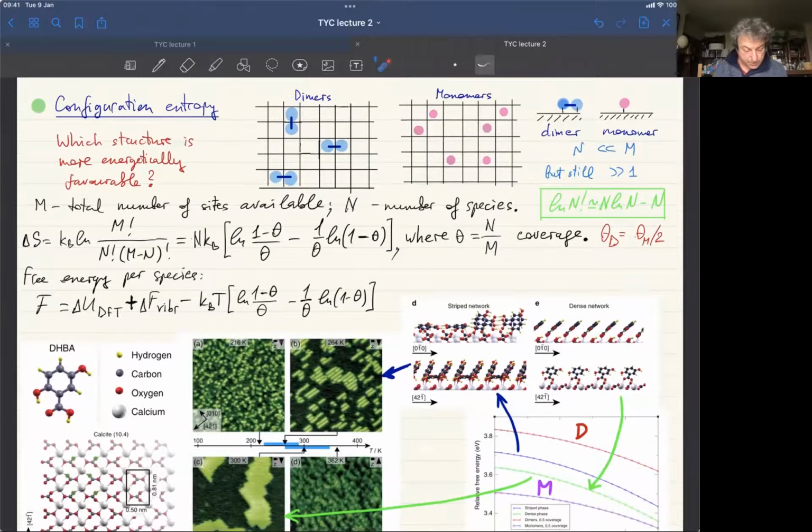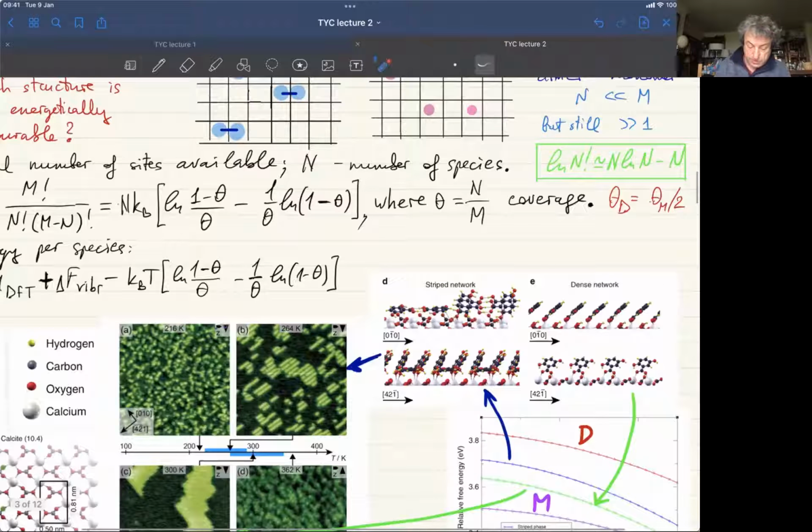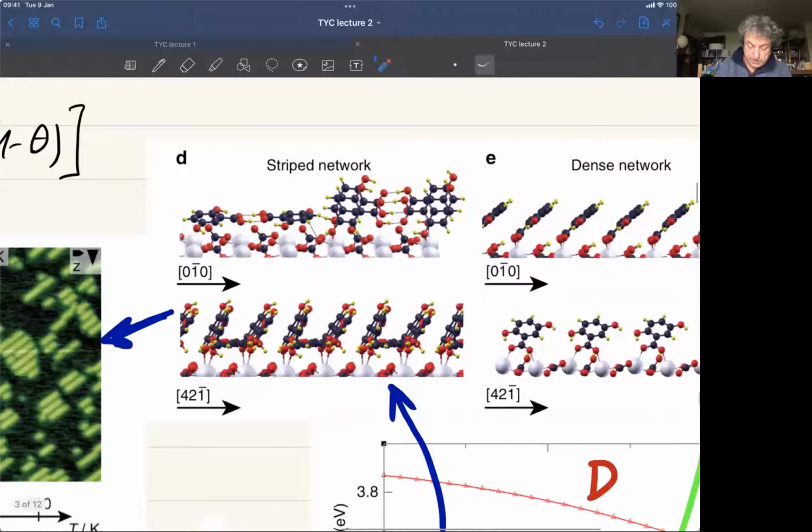Here, I'll show you from my own work a long time ago. We looked at phase transition between a number of structures of molecules. Molecules are here, called DHBA, which they form on the calcite surface. There are two structures they form, the so-called stripe network, in which they have two flat molecules alternated with two vertically standing molecules. So this is how the structure looks like.